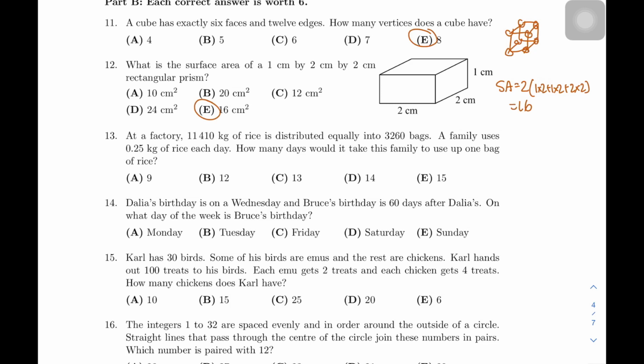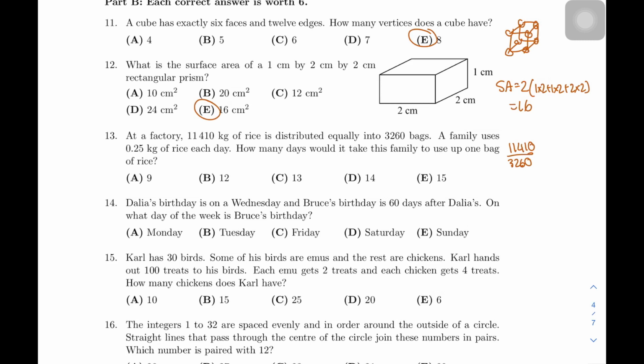Number 13. At a factory, 11,410 kilograms of rice is distributed equally into 3,260 bags. A family uses 0.25 kilograms of rice each day. How many days would it take this family to use up 1 bag of rice? So the first thing I'm going to do is find how many kilograms there are in each bag. So that's 11410 divided by 3260. So this is how many kilograms of rice there are in each bag.